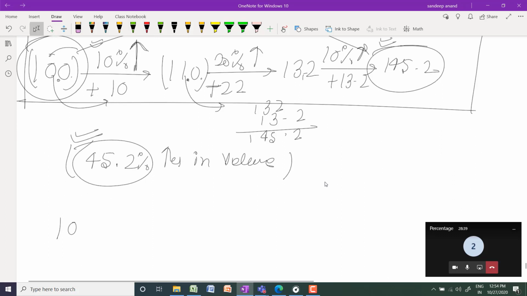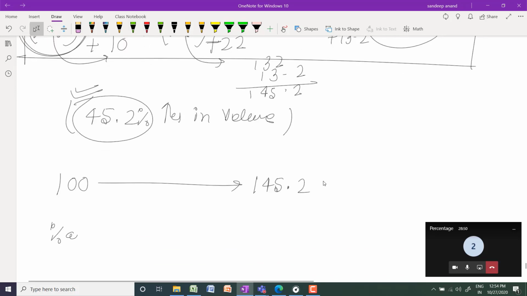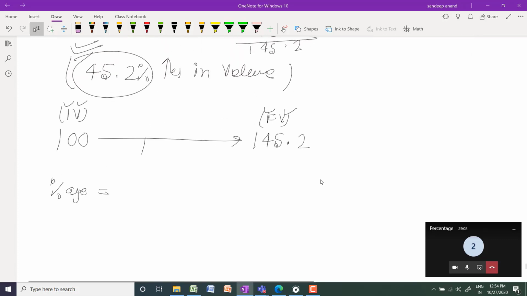So this initial volume is 100, written over here, and now my volume is changed to 145.2. So what is the difference? How do we calculate the percentage change? The percentage change formula looks like this. IV means initial value, FV means final value. So the formula is: percentage change equals final value minus initial value, divided by initial value, multiplied by 100. So that you will get the percentage change.